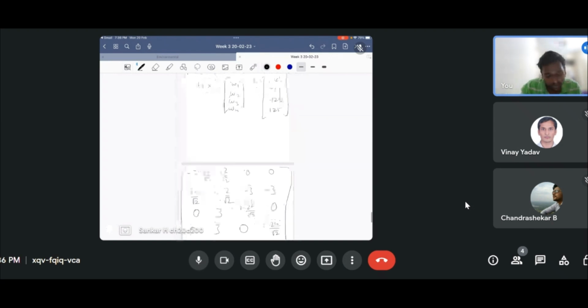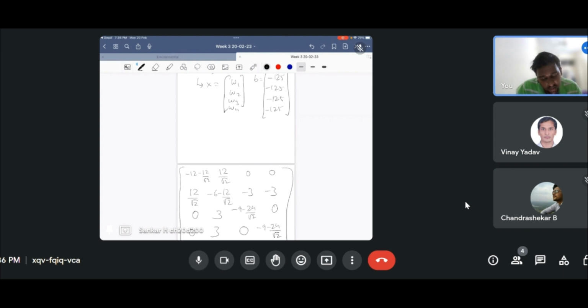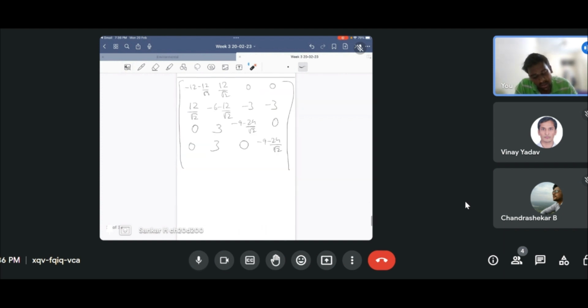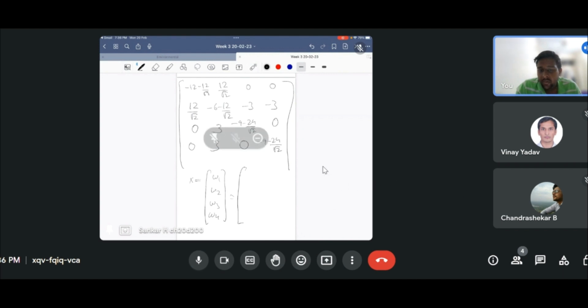Now we have this particular matrix and we have this particular vector. We can now easily find out what the values of W1, W2, W3 and W4 are. I request you to complete this in the next 10 minutes. I'm not going to do the calculations by myself. I am hoping that you would be able to do these simple calculations. I can compare the answer at the end of the class in 10 minutes.